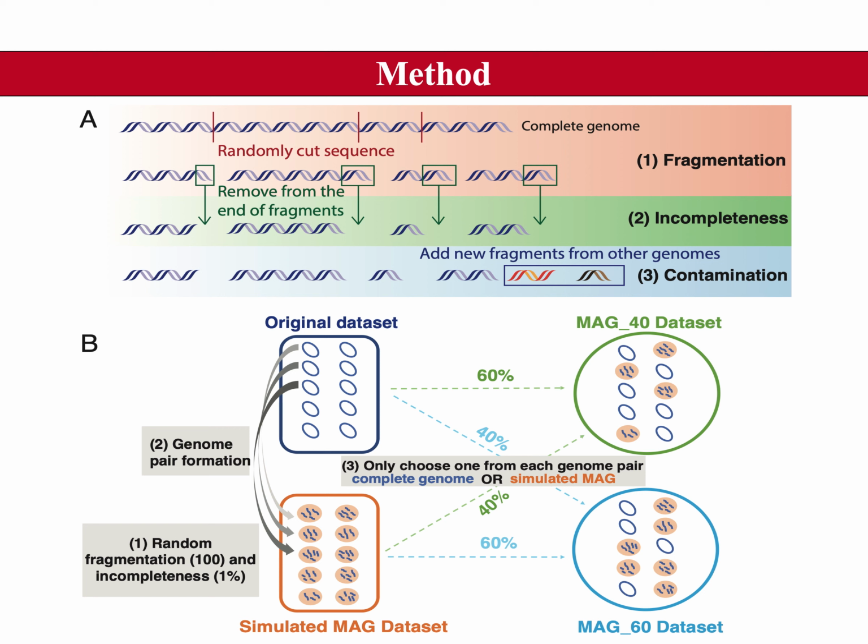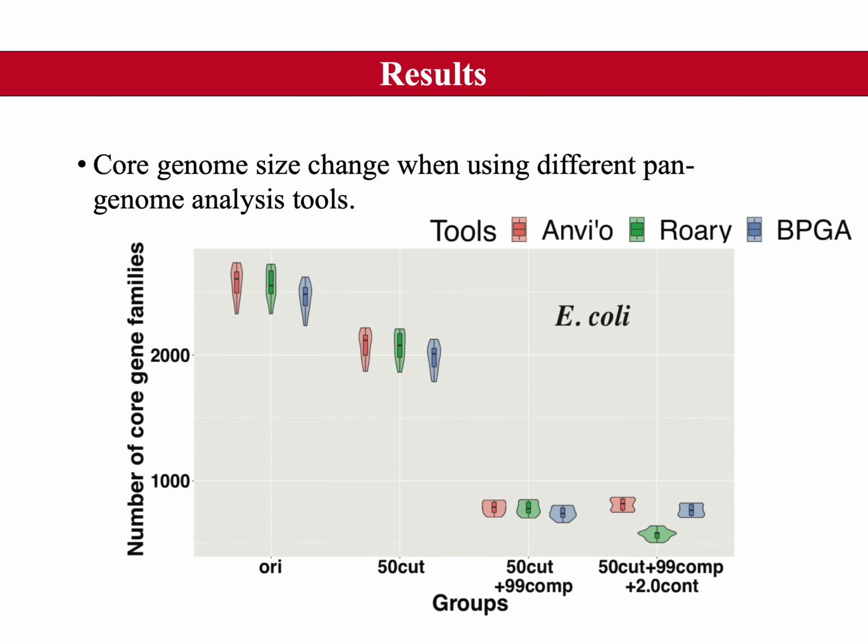Since MAGs are often combined with complete isolated genomes for pan-genome analysis, mixed datasets were created by randomly selecting MAGs from the simulated MAG dataset and combining them with the complete genomes. We used 17 bacterial species in our study. Here I just use Escherichia coli as an example species to show our results.